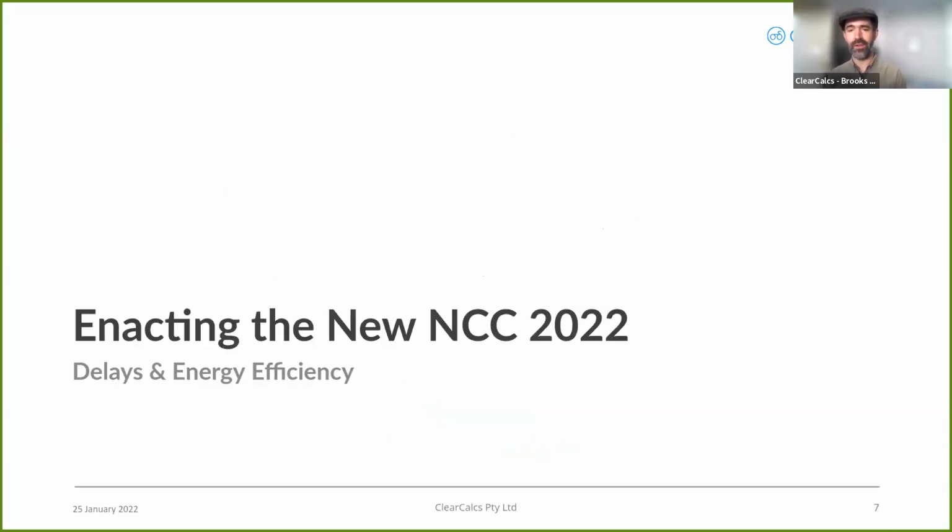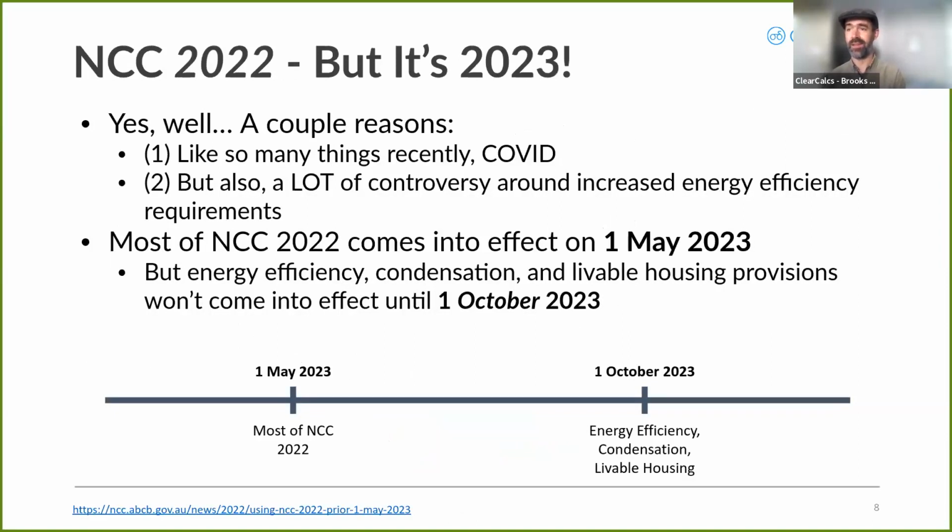Now, enacting the new NCC 2022. Those of you looking at your calendar probably have noticed that it's 2023 now. The reason that the NCC has been notably delayed, well, one reason, like so many things recently in society, is COVID. COVID led to meetings that the Australian Building Code Board was supposed to have being delayed. ABCB writes the NCC. It led to industry consultation meetings being delayed. It led to paper publications being delayed.